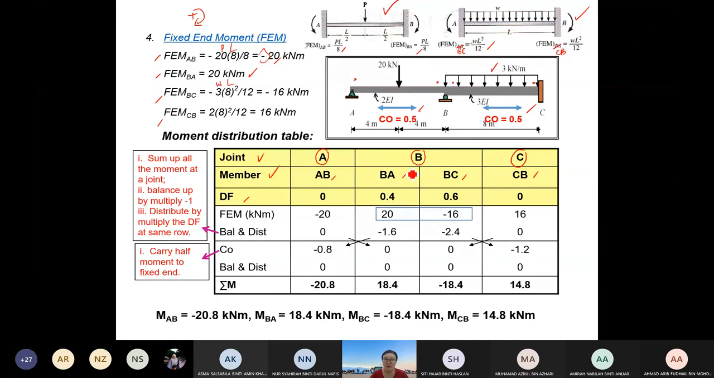Okay. So now you have determined the fixed moment. You put it at this row. This is the initial moment that you must put in the table before the calculation. So what is the fixed moment? Negative 20 for AB, 20 for BA. Just get the fixed moment from here according to the naming. So the naming must be correct.